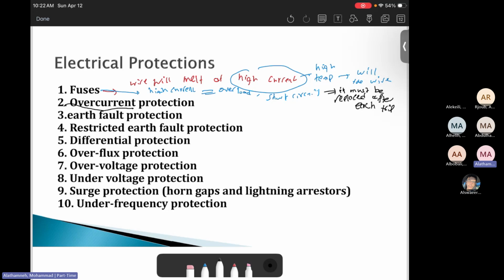If there is abnormal operation, there will be some current going into the ground. When there is a current detected in the ground, it means there is abnormal operation, something wrong happening, like faults or some problems going on in the system. Therefore, the circuit breaker will trip in this situation. The other one, the restricted earth fault protection, works the same way.